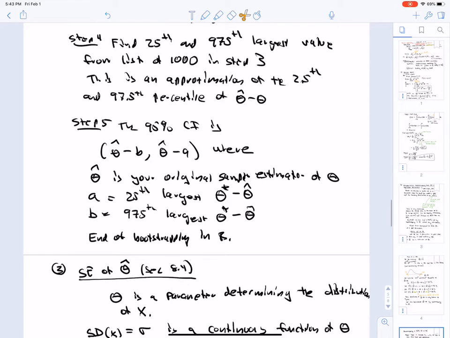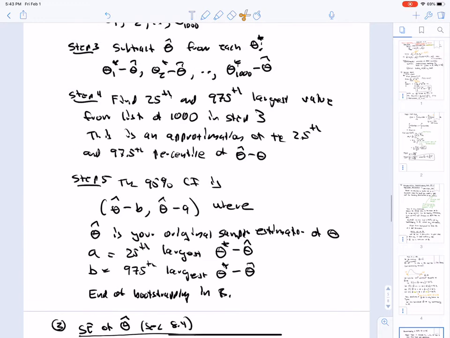So that's how you do it in lab. You should have gotten some experience doing this in R, and we'll see why this works later.